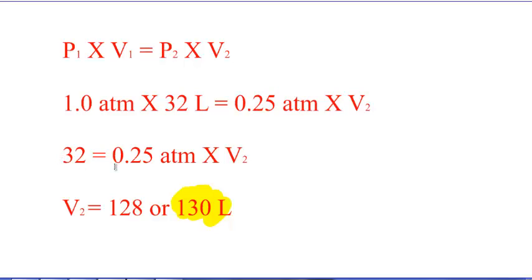32 divided by 0.25 is 128. Of course, I want to pay attention to significant figures. I look at all of my givens or knowns. Each of them has 2 sig figs, so I'll go with 2 sig figs in my answer. That's 130 liters. Make sure that you check the math and know how to do it for yourself.